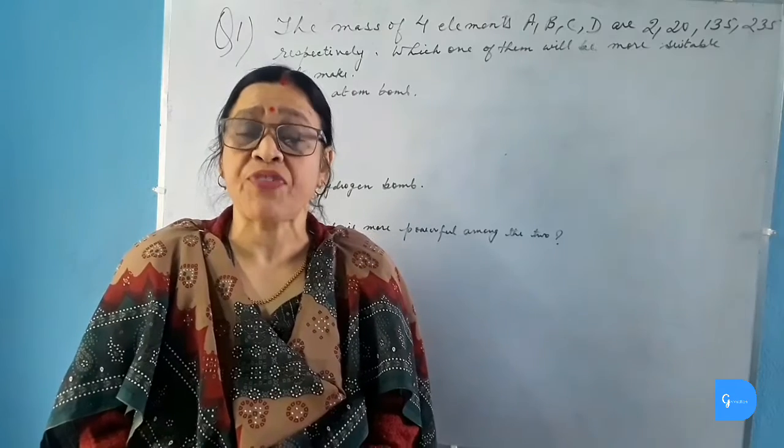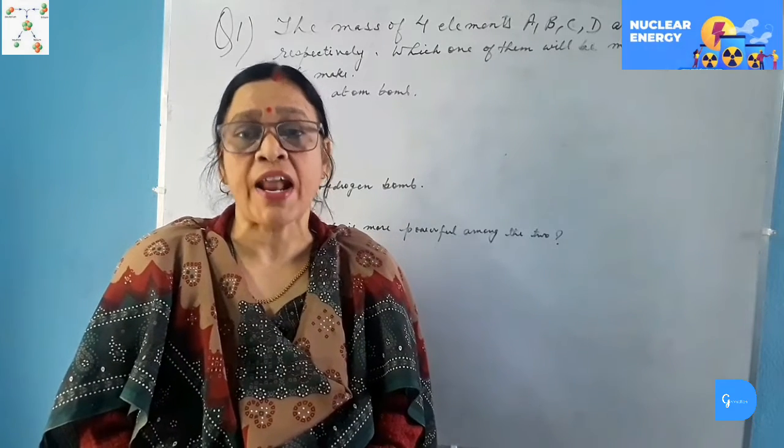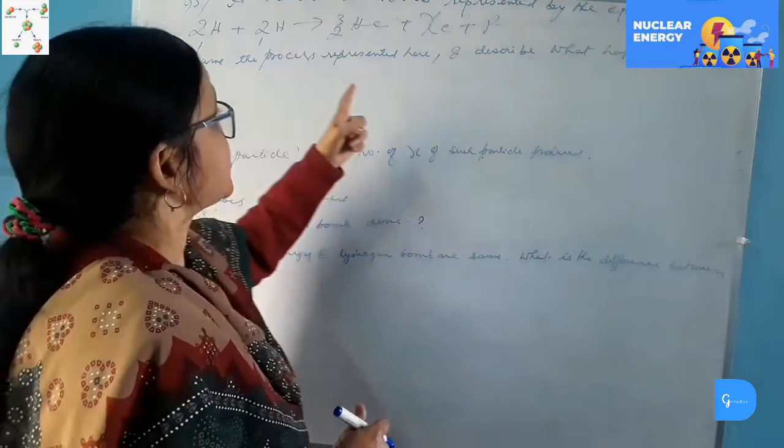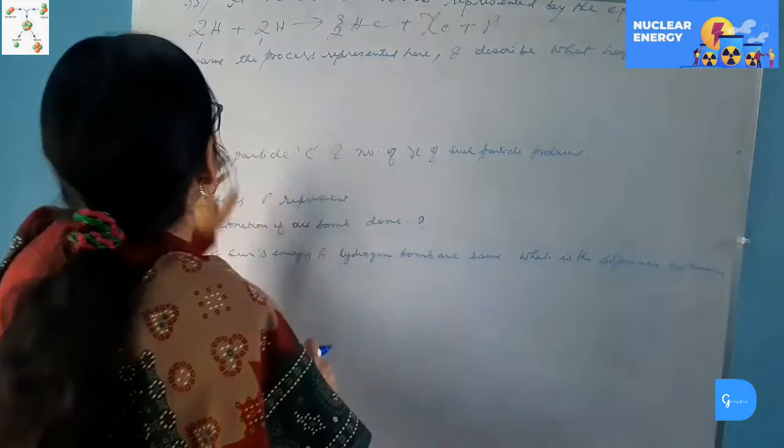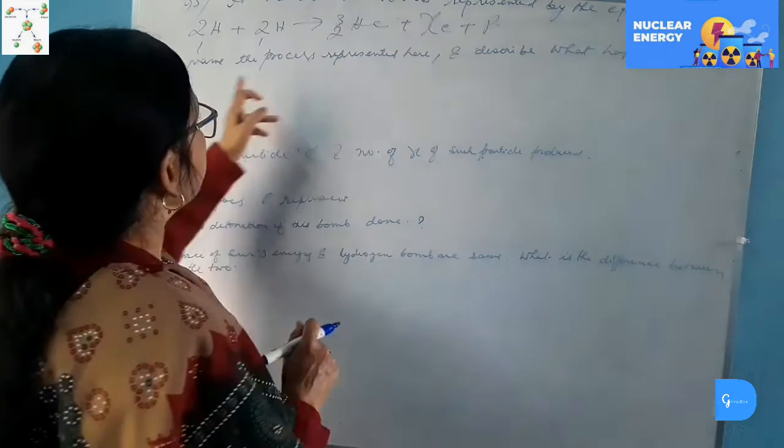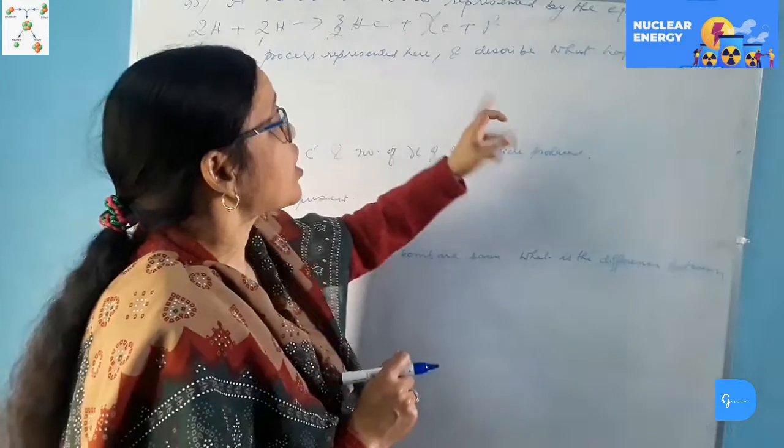Today we will discuss 5 most important questions from nuclear energy. Number 5. A nuclear reaction is represented by the following equation. Here the equation is given. Name the process represented here and describe what happens here.